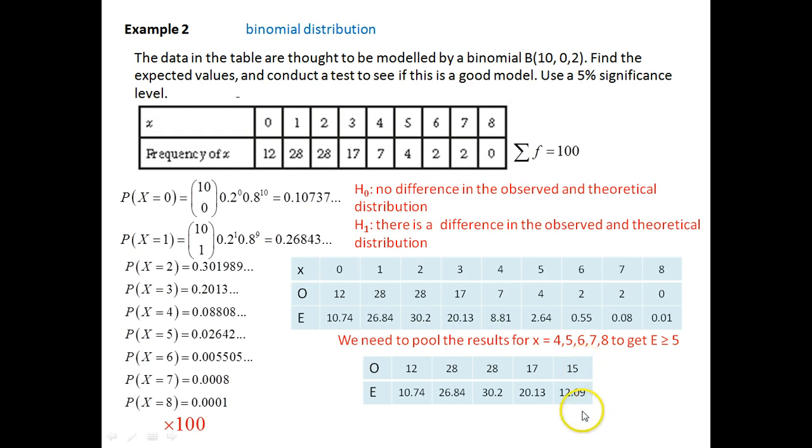observed at the top, expected underneath. We're going to use the other formula now. Squaring the O and dividing by the E and then adding up, I'm getting that answer. Take away the N and I get 1.1545 for my test statistic.